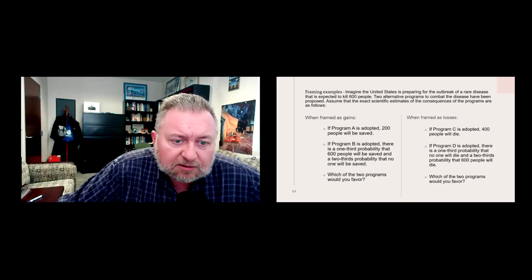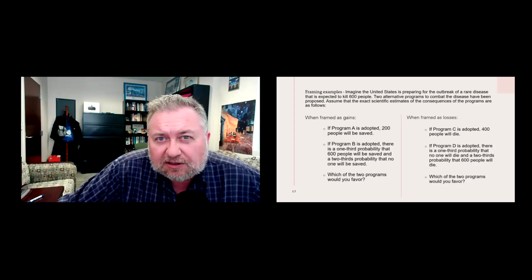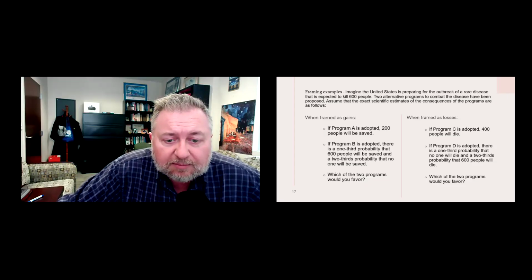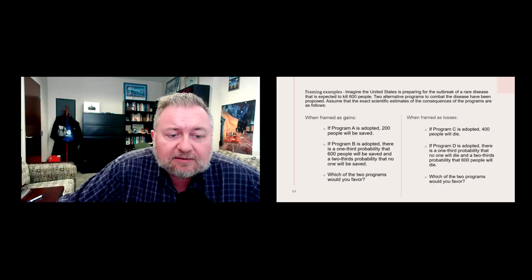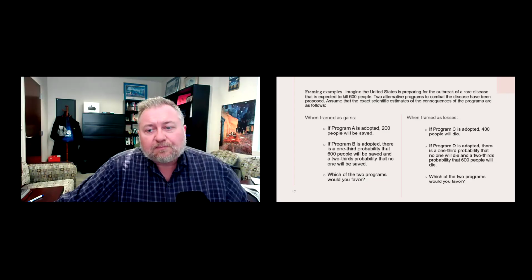Well, what the research shows is the majority of our participants choose program A, right? Why? Because even though there's a small chance of saving 600 people in program B, there's also a pretty big chance we lose everybody, whereas program A is a sure gain. It's a sure win. It's not a complete win, but it still has certainty, right? So we've saved 200 people.